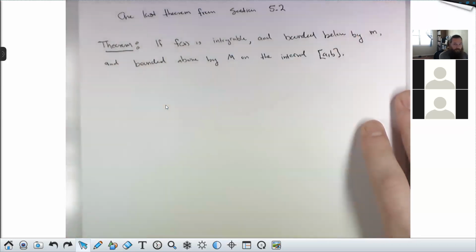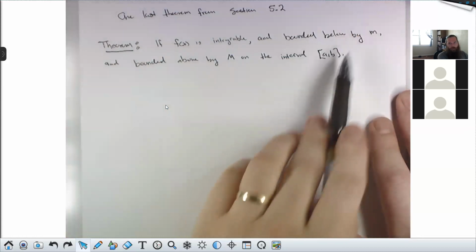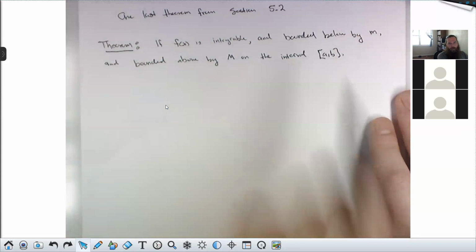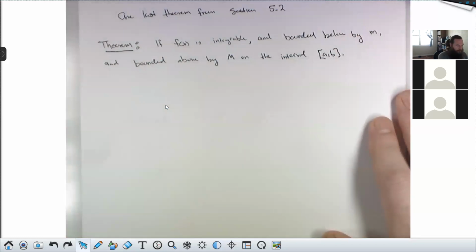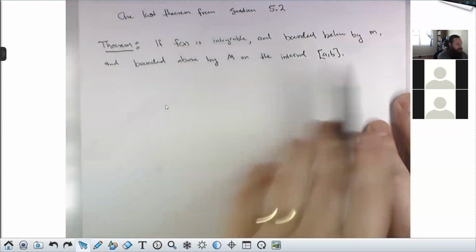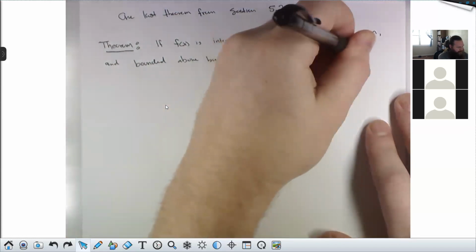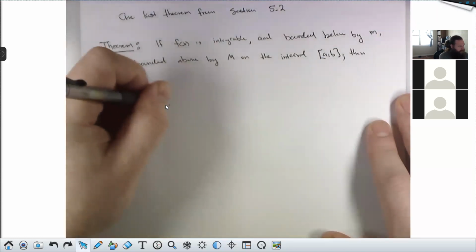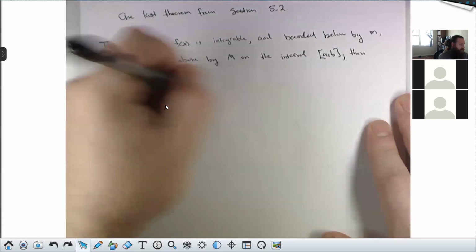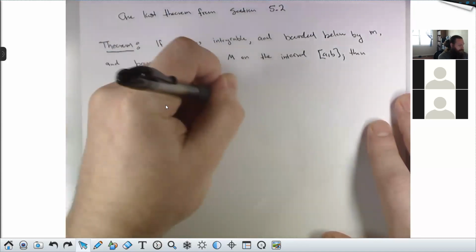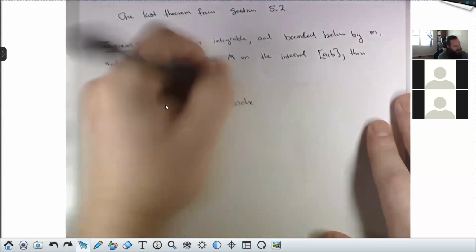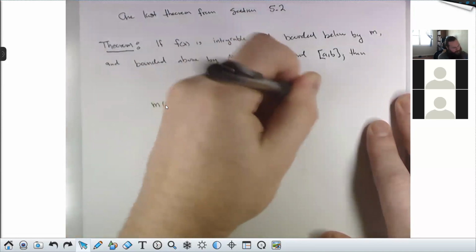And remember, in particular, any continuous function would have this property. Every continuous function is integrable, and every continuous function attains an absolute min, which would be a good lower bound, and an absolute max, which would be a good upper bound on any closed interval. So if you have, for example, a continuous function on a closed bounded interval, or even a discontinuous function that is still integrable and has both a lower and upper bound, then little m times b minus a is less than or equal to the integral from a to b of f of x dx is less than or equal to big M times b minus a.